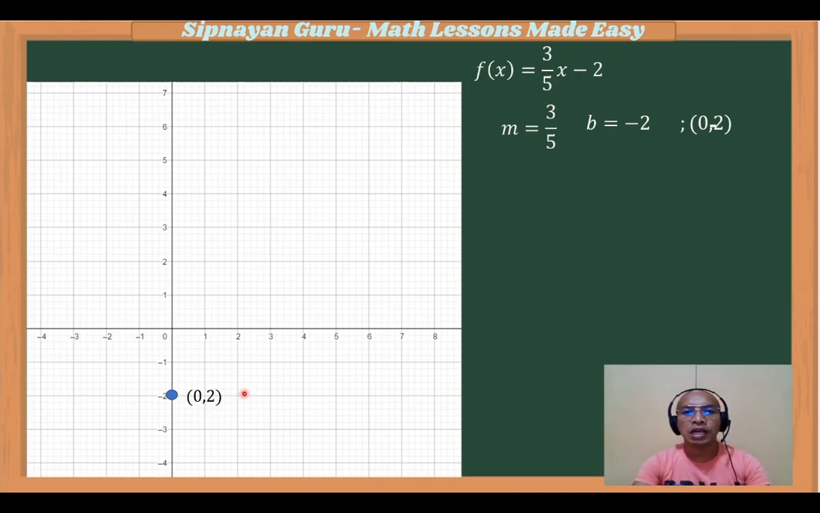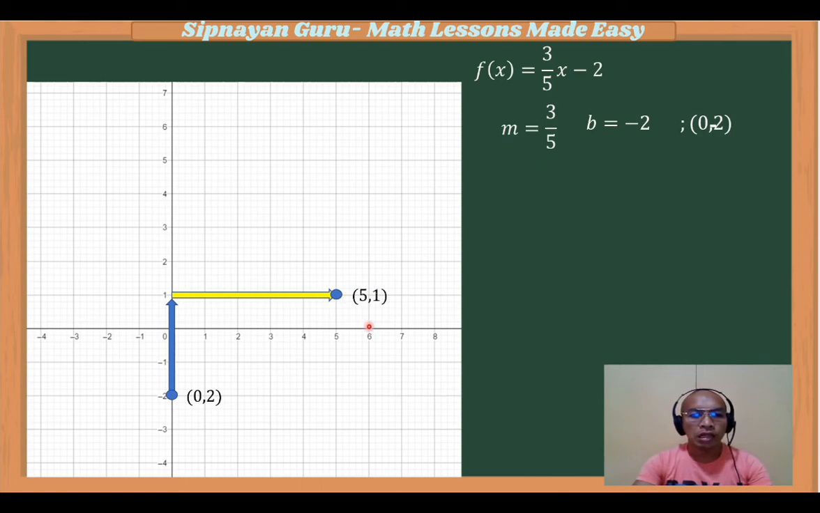How do we find the second point? We will make use of the slope. Our slope is positive 3 over positive 5. So from the y-intercept, we will count 3 units up, our rise. So 1, 2, 3. So this could be here. And our run is positive 5. So this will be here. This will be our second point. So the coordinate is (5, 1). Connect them. So this is the graph of the function 3 over 5x minus 2.